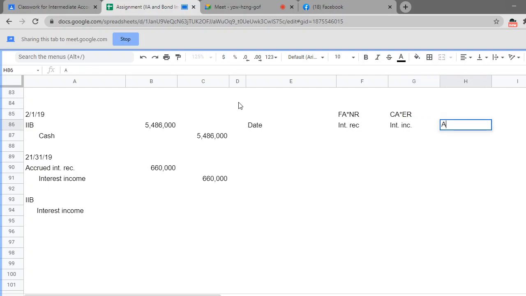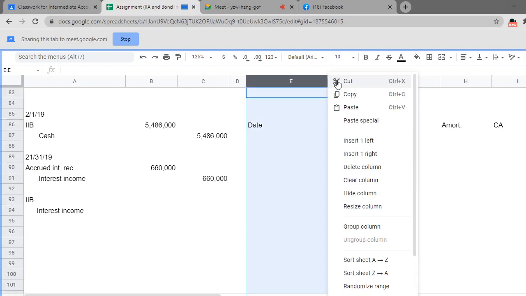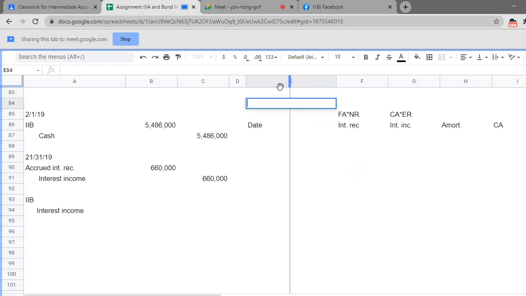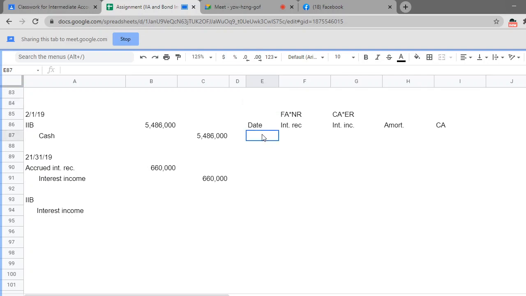And then your amortization, which is the difference between the two, and your carrying amount eventually. Okay. So, the date will be from February 1, 2019, and then yearly siya. So, we have February 1, 2020 and February 1, 2021 lang, kay gibaligya niya. Okay. So, wala pa man tay interest sa February 1, right?